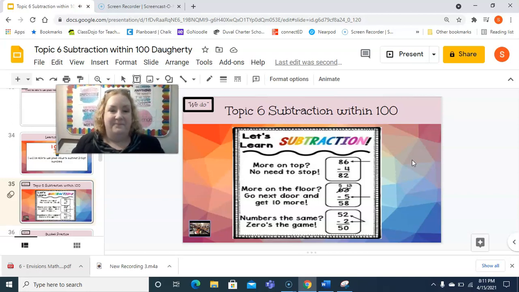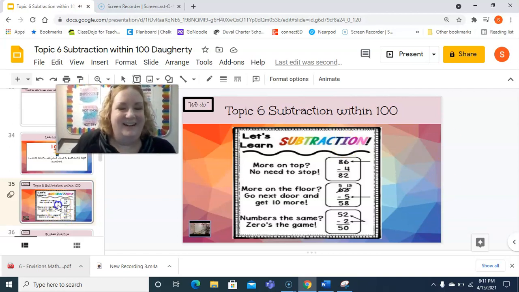More on the top. No need to stop. More on the floor. Go next door. Get 10 more. Number is the same. Zero's the game. That's our wrap. How to subtract.